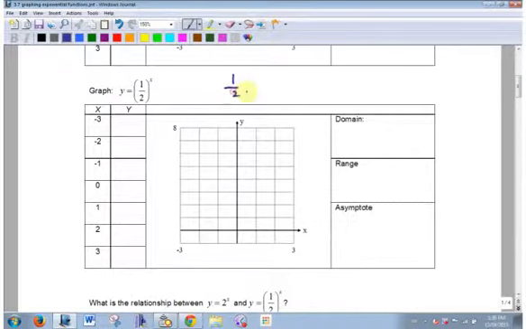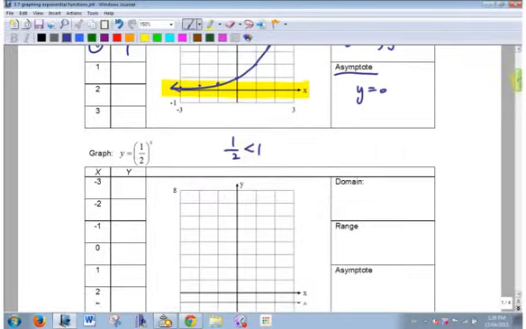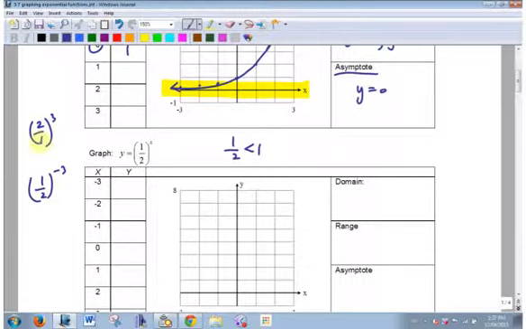Is a half less than 1? Again, this is on page 39, right? You already got this stuff. Yes, it is. So this isn't going to grow, it's going to decay. So 1/2 to the negative 3, I'll just do that one. I told you a little trick in grade 10. How do you make that thing positive quickly? What's a little trick? Flip this. And then this becomes positive. And that is 2 to the power of 3, which is 8.